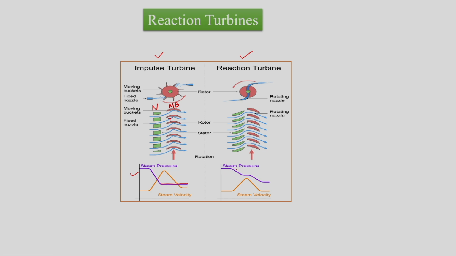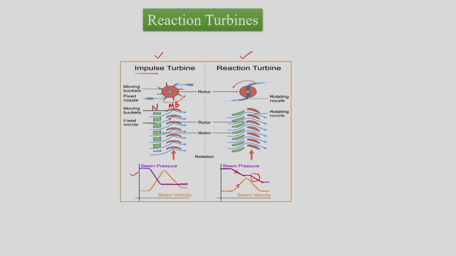Here there is a partial pressure drop: some pressure will drop in the nozzle and the rest of the pressure will drop in the moving blades. So the moving blades, unlike in the impulse turbine, will face a pressure decrease. This pressure decrease in the moving blade will help to raise the relative velocity into the moving blades, and then that relative velocity is further consumed for the work generation or energy generation in the turbine.